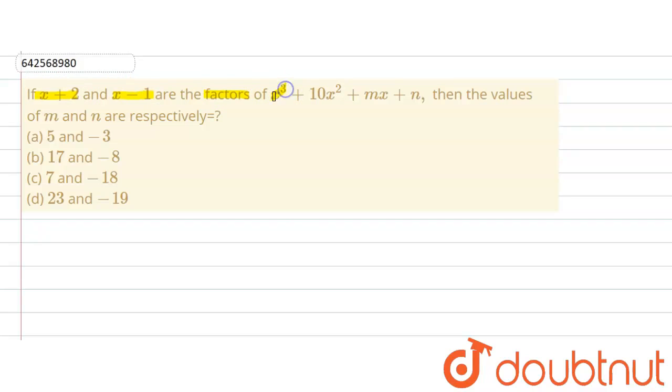The given question says that if x plus 2 and x minus 1 are the factors of x raised to the power 3 plus 10x raised to the power 2 plus mx plus n, then the values of m and n are respectively. So we are given that x plus 2 and x minus 1 are factors of this polynomial, and then we are supposed to find out the values of m and n. So let's do this question. We are given the 4 options. Out of these 4 options, we are supposed to choose one.